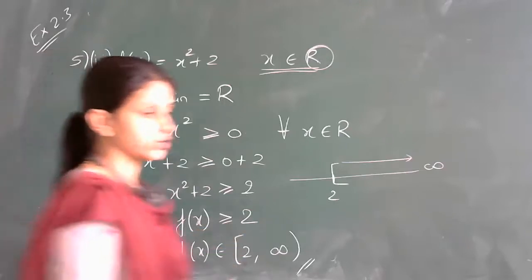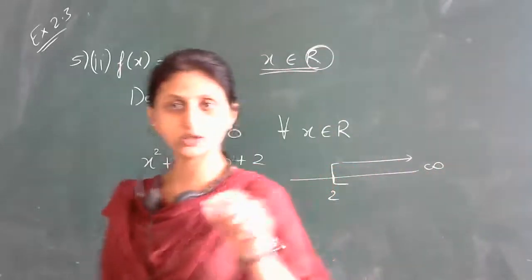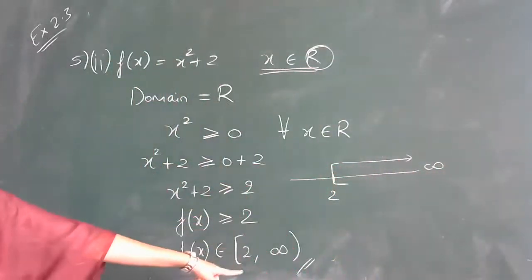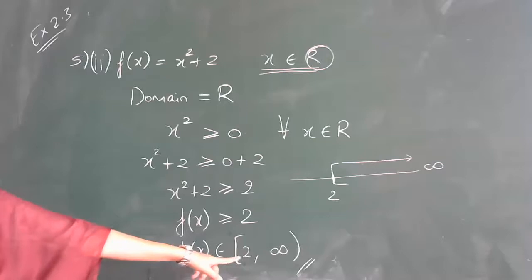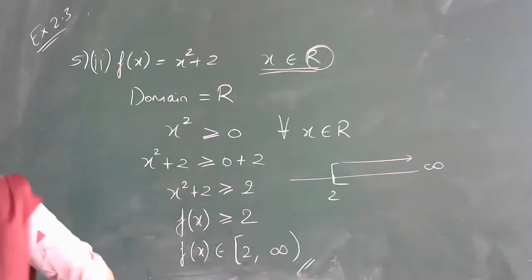In intervals, closed interval, open interval, we have studied it, right? If equality sign is there, then we have to include that. Then it will be closed interval. So what is the range here? Closed interval 2 to infinity. Is that clear to everyone, this question? Is it clear?